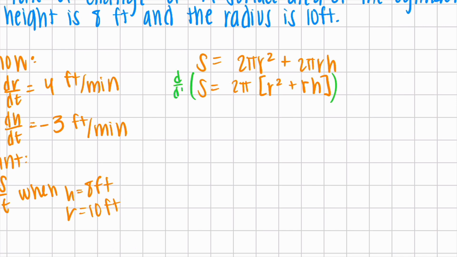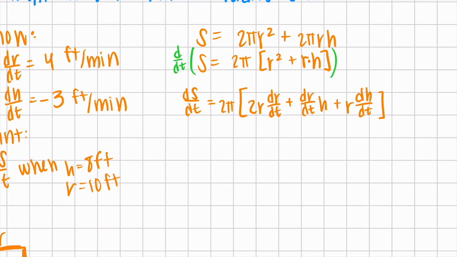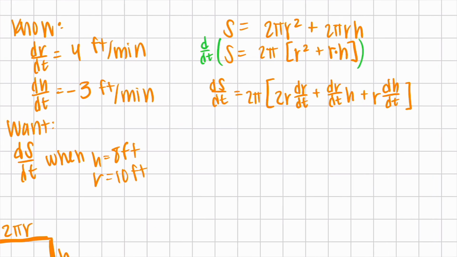Let's take the derivative with respect to t on both sides. So I'm going to get dS/dt equals, I have my 2 pi. Derivative of r squared is 2r. Chain rule the r, so times dr/dt. Plus, we need to do a product rule. So derivative of r is dr/dt times h. Plus, leave the r. Derivative of h is dh/dt. Once we take the derivative, then we can plug stuff in. I'm solving for dS/dt.